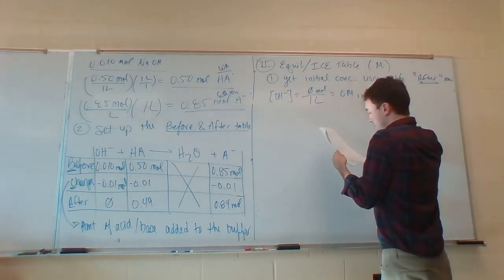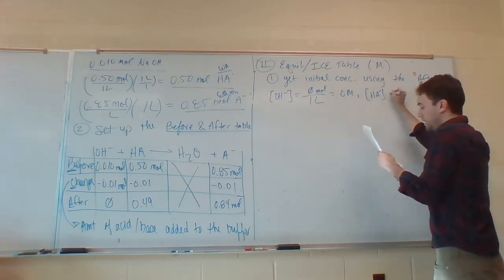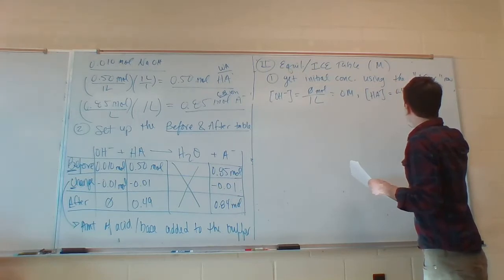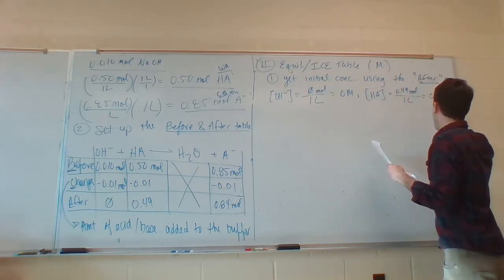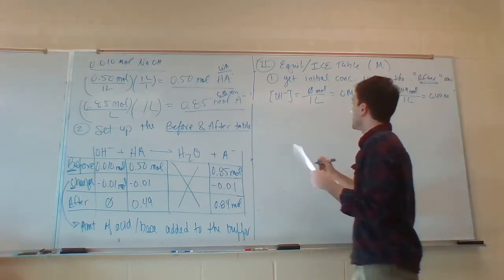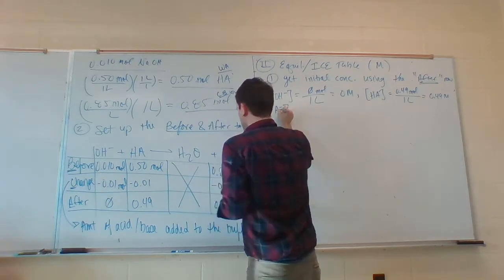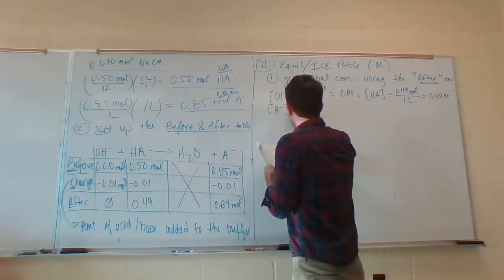The next thing is going to be our concentration of HA, and that's going to be the 0.49 moles divided by 1 liter, which is 0.49 molar. All right, and then we also have our concentration of A minus, right? That was our acetate ion, and that was equal to 0.